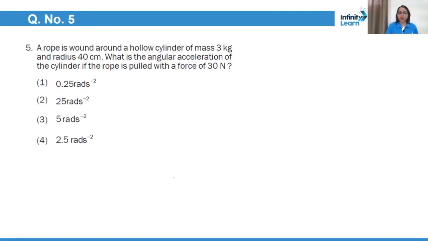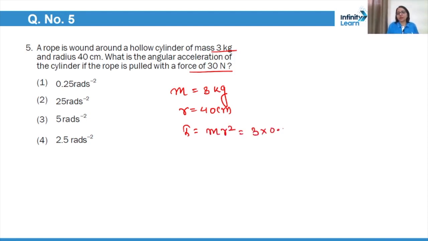Question number 5. A rope is wound around a hollow cylinder of mass 3 kg and radius 40 cm. What is the angular acceleration of the cylinder if the rope is pulled with a force of 30 Newton? So mass of the cylinder is 3 kg and radius is 40 cm and it is a hollow cylinder. That means its moment of inertia about its axis is m r square, which is 3 into 0.4 into 0.4. This is 0.4 meter.